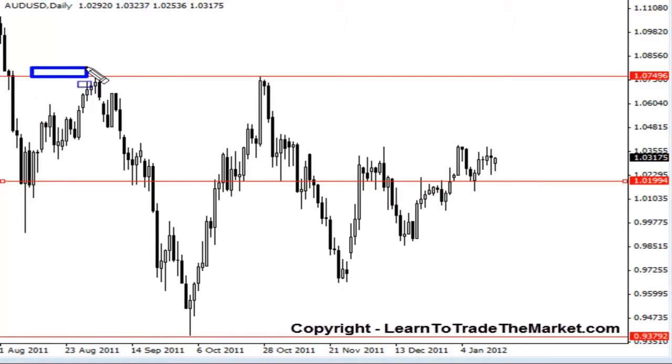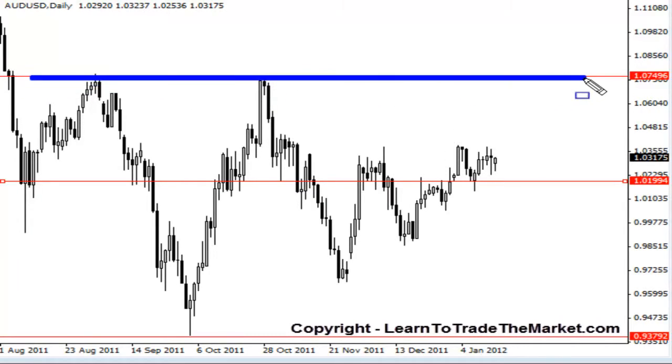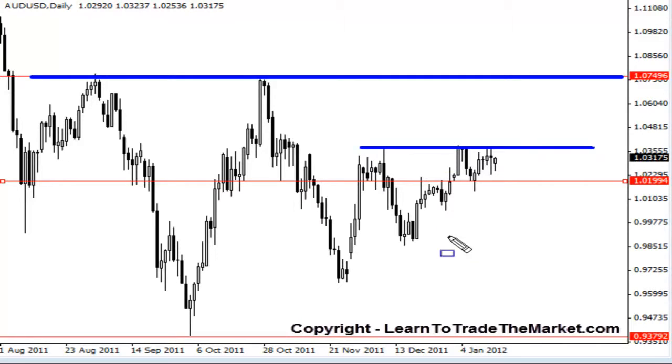When I look at the daily chart, I zoom out for the last few months and draw some levels that are really obvious. Now, this one's obvious at 107.50. That's the resistance, the major resistance. There's another level here at 103.80. That's the short-term resistance. You can see the market's obviously struggling there.